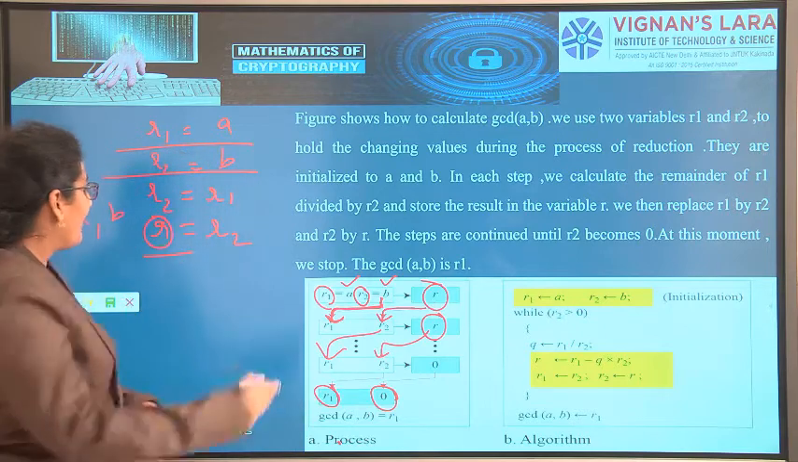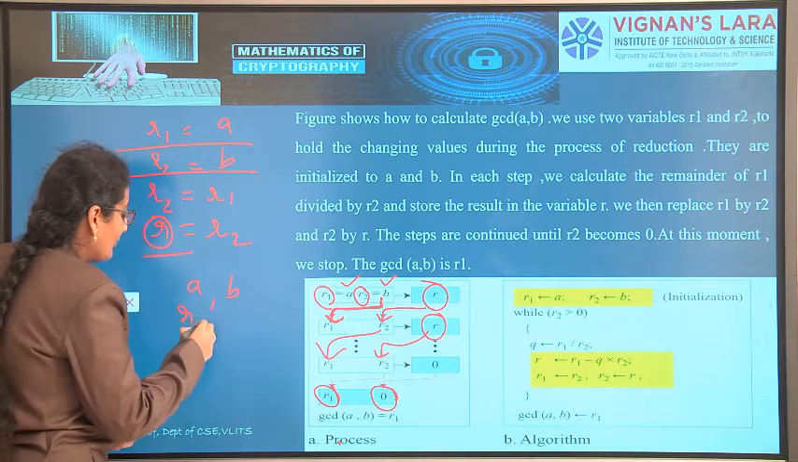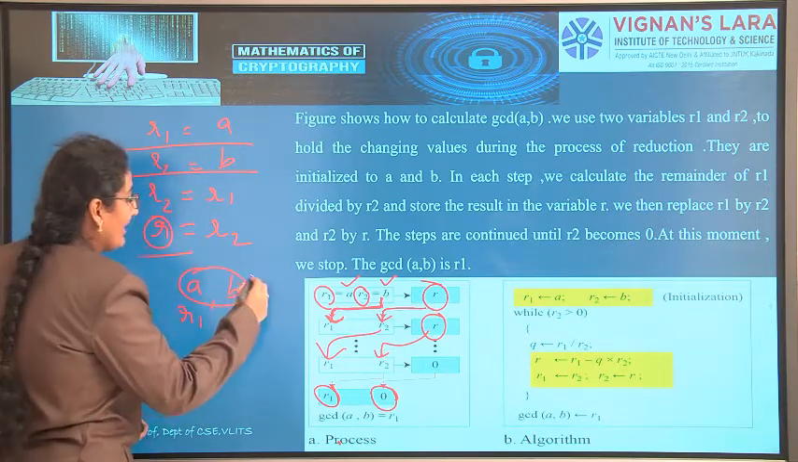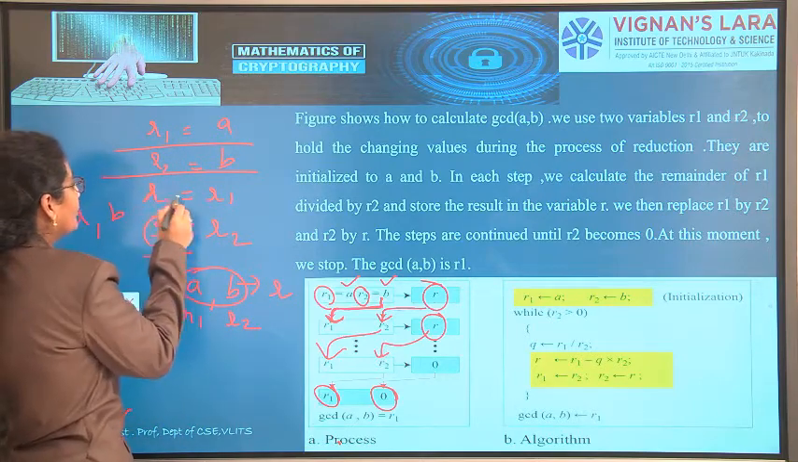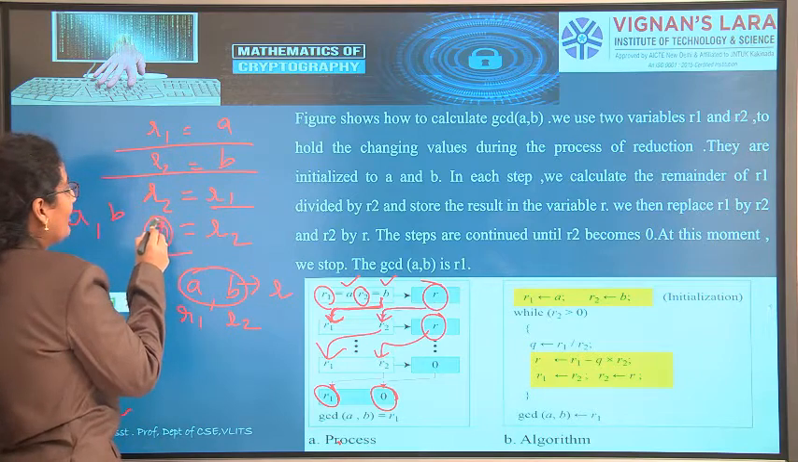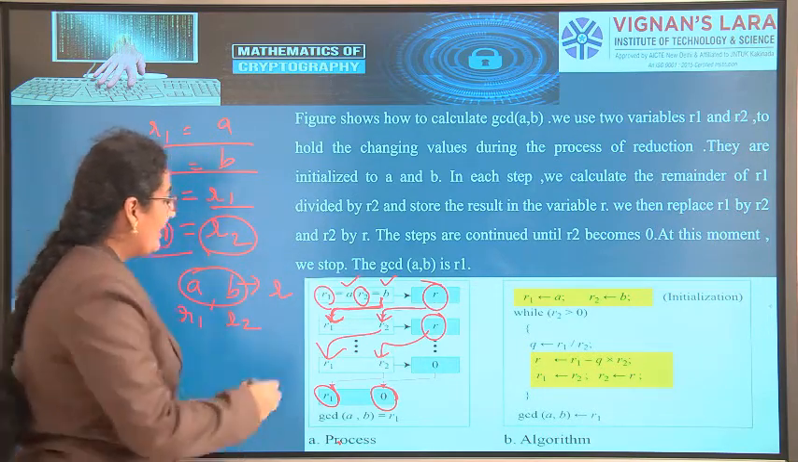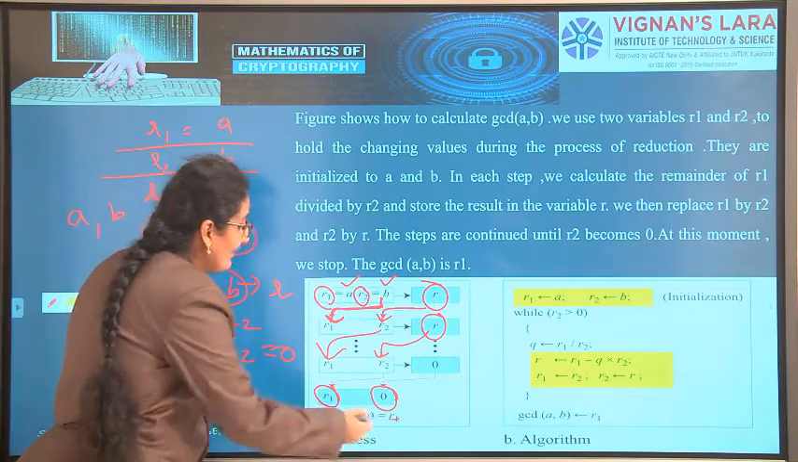See one more time. Take two positive integers A, B. Initialize A to R1, B to R2. When you divide A and B, you will get remainder R. Now what should you do? The value in R2 should be given to R1. The value in R should be given to R2. This process should be repeated until R2 equals 0, and your final GCD will be R1.